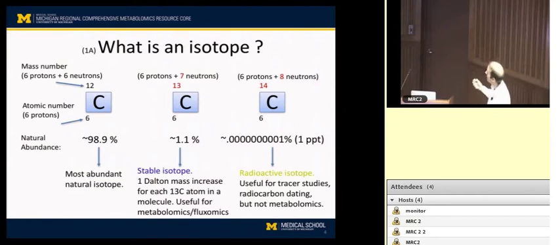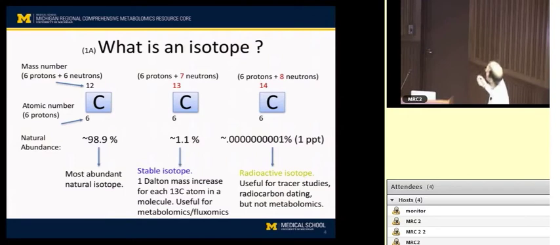is carbon-13, which is what Dr. found a lot of her data were using. Tracers that contain carbon-13 have 6 protons, 7 neutrons. It is 1 Dalton higher in mass than carbon-12, and if you have a molecule with multiple carbon-13s, for each carbon-13 you add, you get 1 Dalton higher mass. The natural abundance, and we'll talk about this in a little bit, of that is about 1.1%. So of all the carbon atoms in your body, about 1.1% are carbon-13.